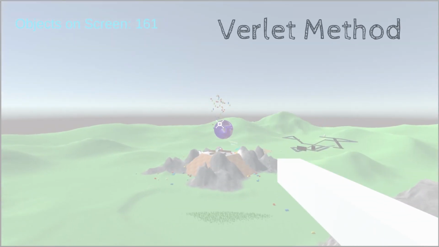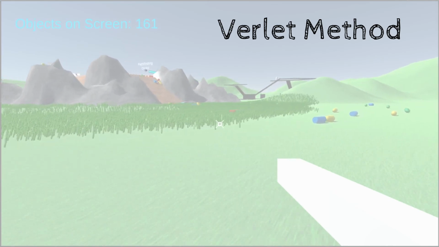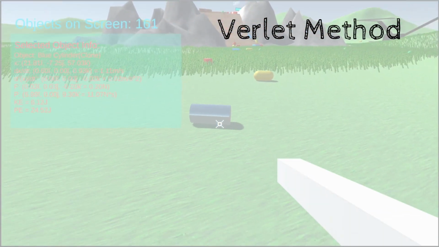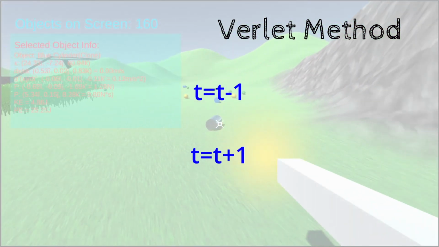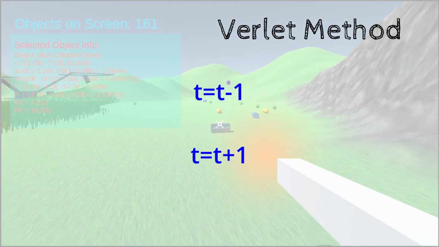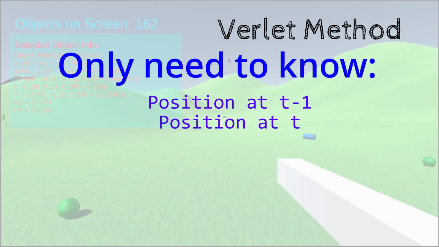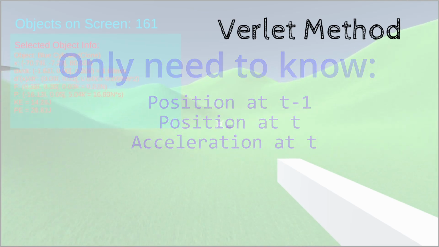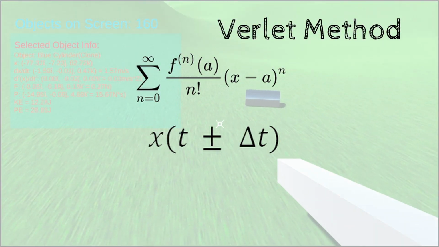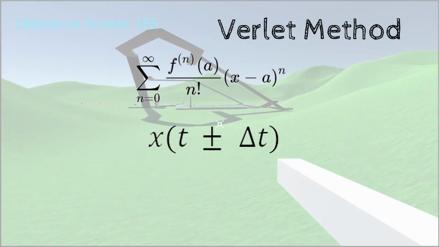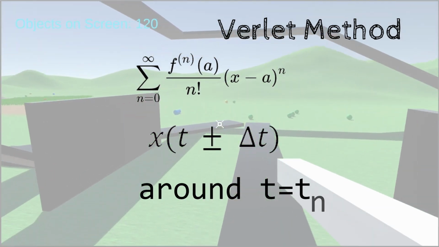The Verlet method is different because it calculates a change in position as if it were using simple kinematic equations, each of which is calculated from the previous and next time step. The simplest way to show why the Verlet method is effective is that it only requires us to know our previous position, current position, and the acceleration. The actual math is done with a Taylor expansion of the position function x of t plus or minus delta t at some current time t sub n. This then can be applied to each dimension.